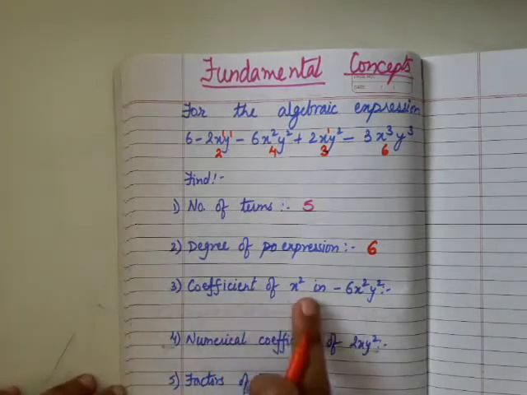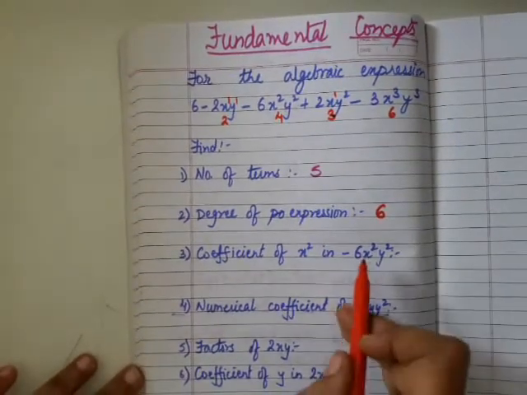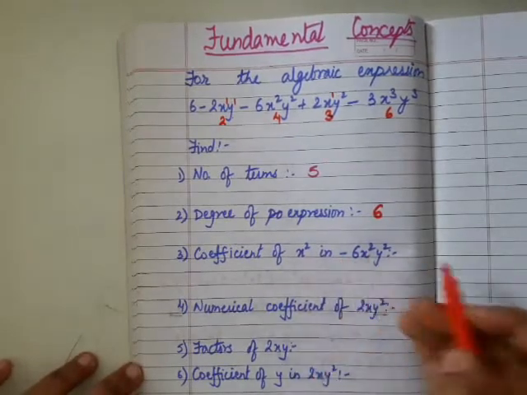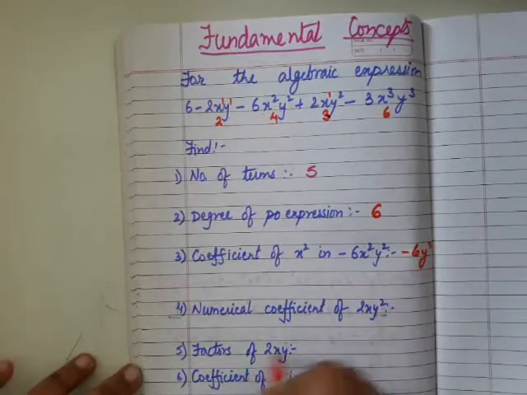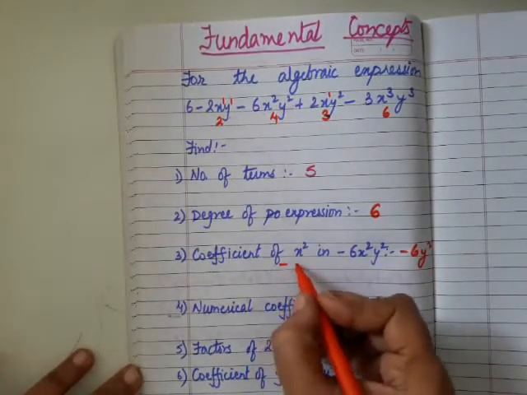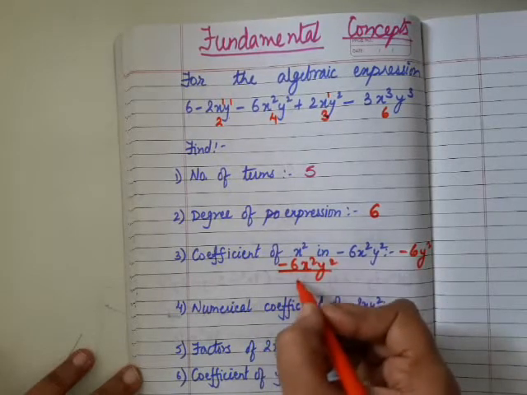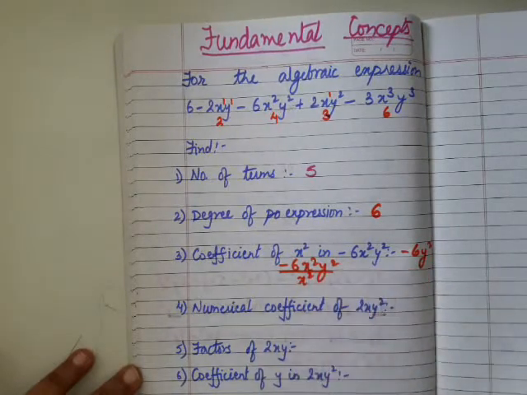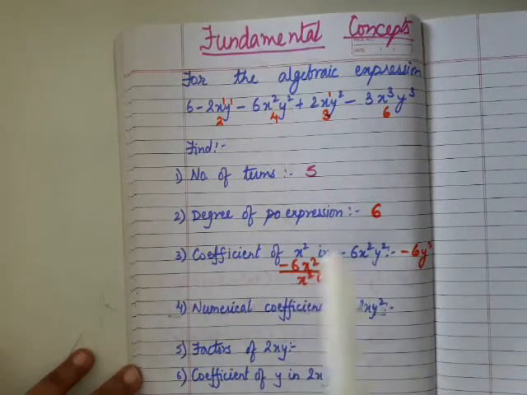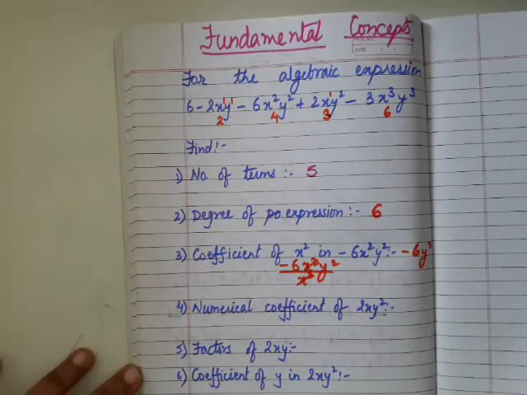Next, coefficient of x square in minus 6x square y square. You need to find out the coefficient of it. Coefficient, co means the one which exists with it. So for this you need to find out other than x square what else exists. Other than x square, what is existing is minus 6y square. The other way of finding it is to take whatever term is given to you divided by whatever coefficient is being asked. So minus 6x square y square divided by x square. So x square gets cancelled. What remains is minus 6y square.